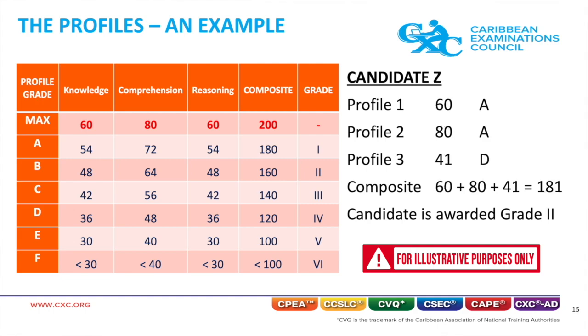Candidate Z. Candidate Z earns 60 marks on knowledge, 80 marks on comprehension, and 41 marks on reasoning, giving the letter grade combination of A, A, D. The composite grade is 181 marks, resulting from 60 plus 80 plus 41. Candidate Z is awarded grade 2 because letter grade D is not allowed in grade 1.